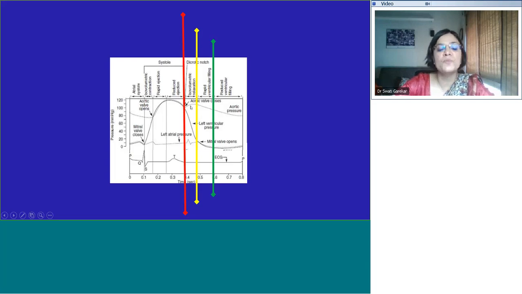It's isovolumic relaxation time. The next phase is beginning with when the mitral valve opens to when the left atrial and the left ventricular pressures come to be almost the same. This period between the yellow and the green bars is the rapid ventricular filling period. Most of the filling is done in this time.